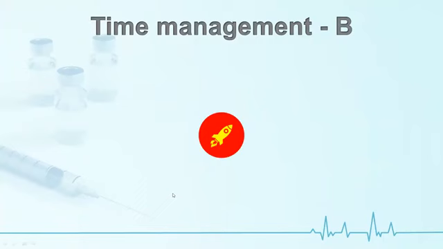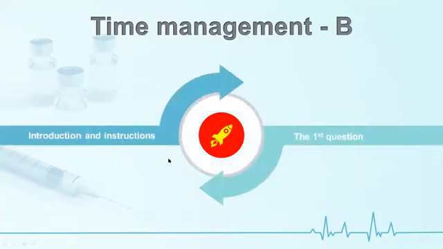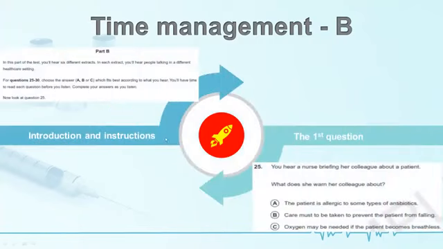Let's talk about time management in Part B. As I told you earlier, you will have a record talking about the introduction and instructions for Part B, and a time gap with the first question, number 25. After that there will be another time gap between question number 25 and 26, and so on. Actually, the time gap here is about 55 seconds.